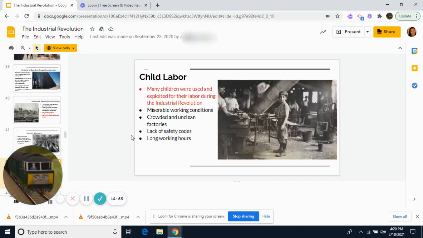Child labor. Many children were exploited for their labor during the Industrial Revolution. Miserable working conditions, crowded, unclean factories, lack of safety codes, long working hours.